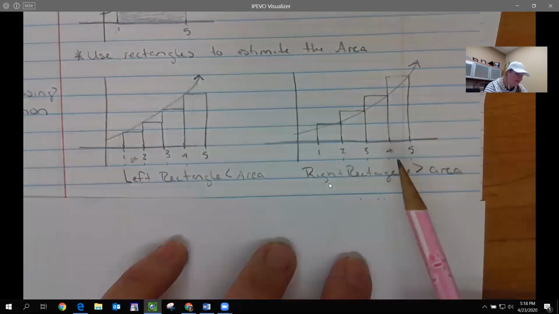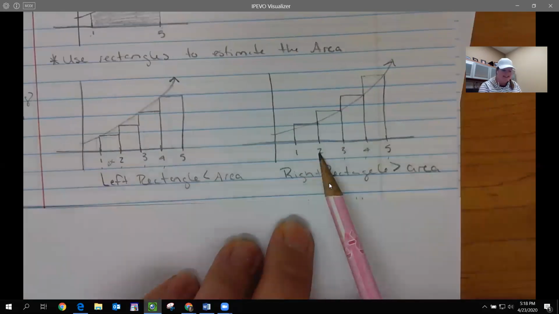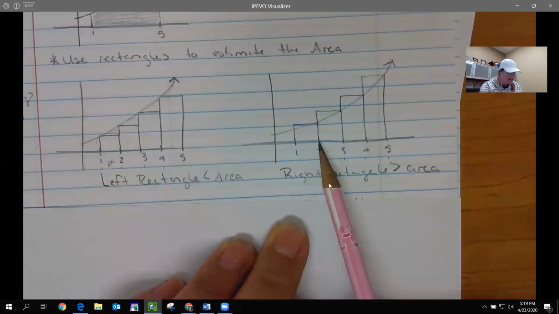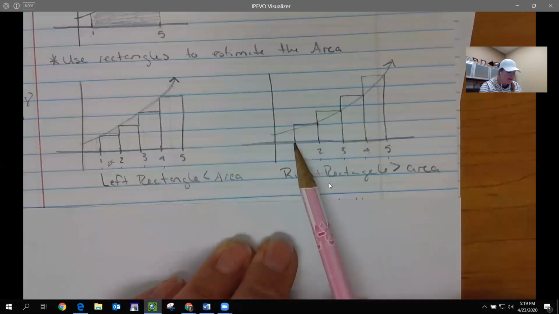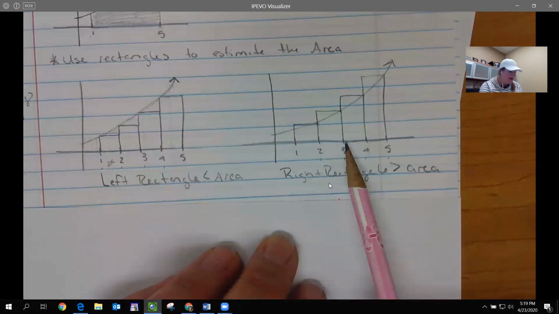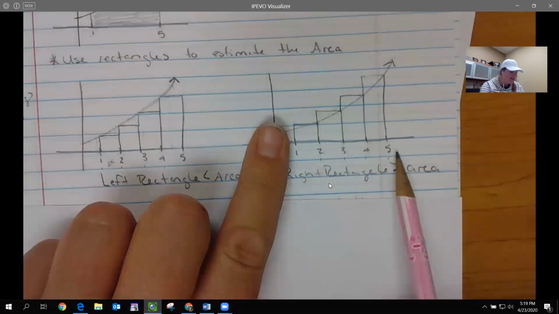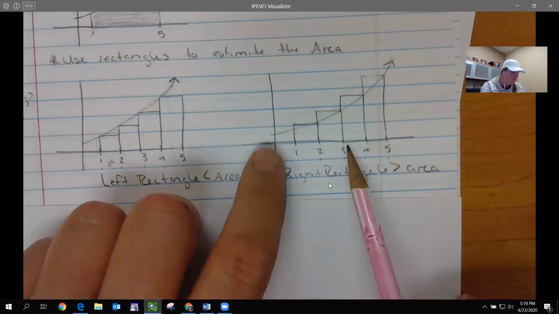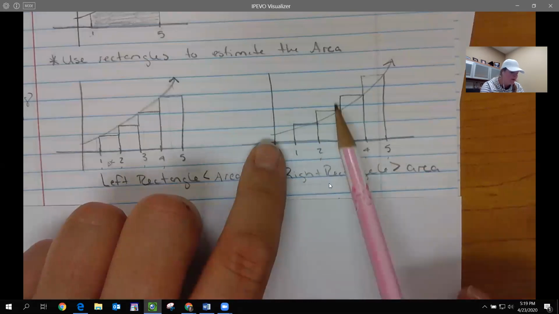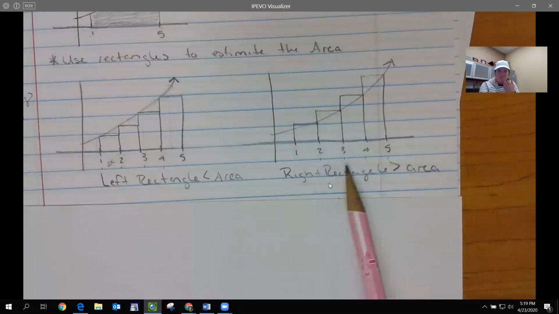Over here, on our increasing function, if we did right rectangles, we'd actually start with the second number. So we're going to take that second number, go up to the graph, over and down. Then we go to the third number, but it's actually the second in our series because we're only going from 1 to 5. So then we go up and over and down, up, over, down, up, over, down. So we start with the second number. That's why I put dots on them.